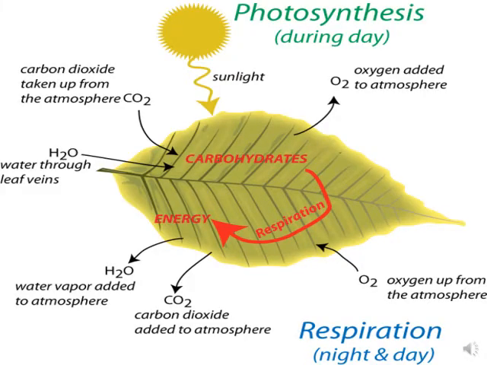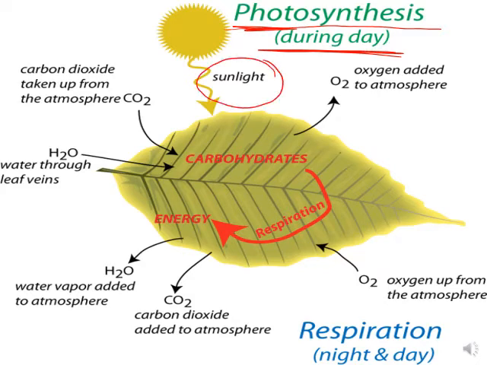Now we're going to move to another process. So the first process was transpiration. The second process is photosynthesis. Photosynthesis occurs only during the day. So what is the meaning of photo? Photo means light. Synthesis means putting something together, to synthesize or produce something. So it should occur only during the day since it needs sunlight in order to occur.